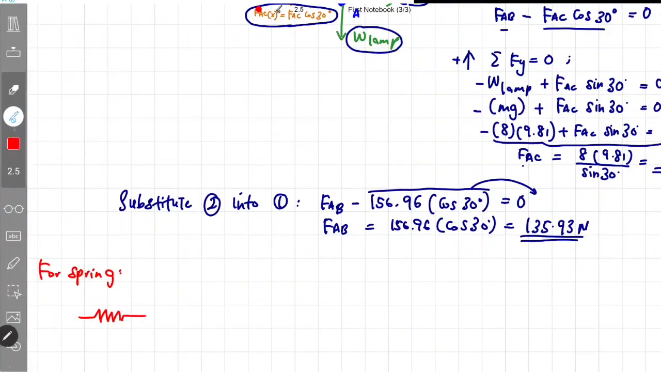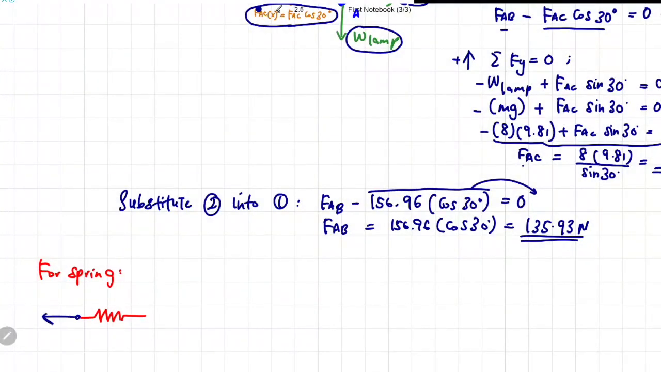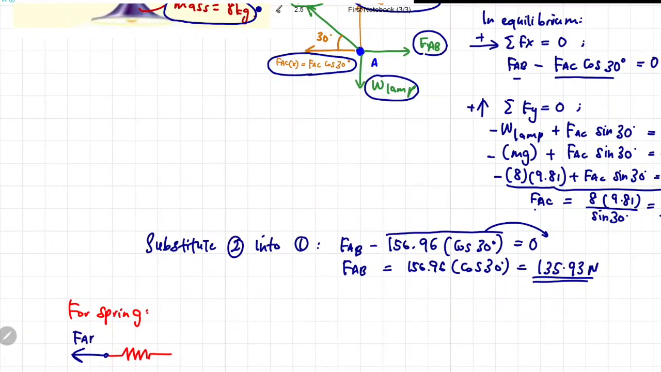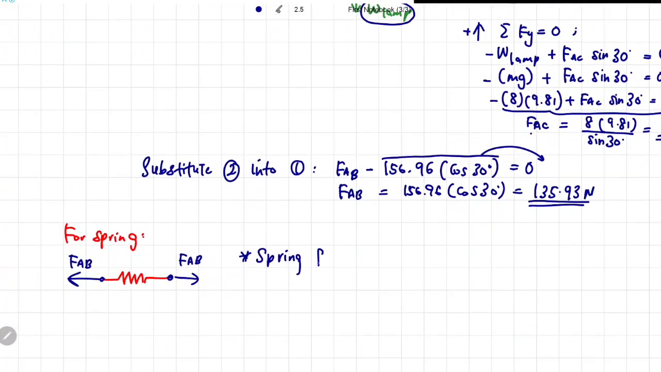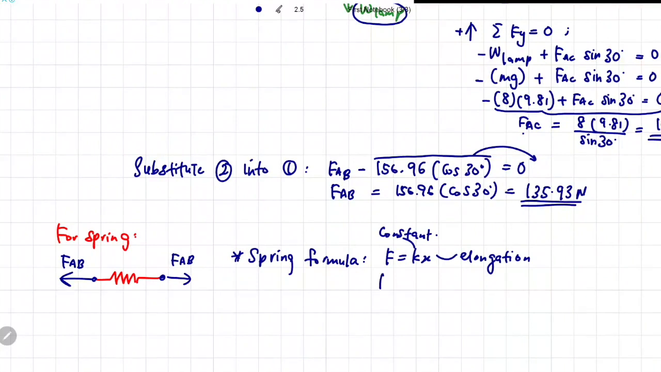This is how the spring system looks like, and this is the free body diagram. There are tension forces acting on the left and the right side of the spring, and the force is FAB. If you recall the basic spring formula from physics class in the old days, the force at the spring is equivalent to Kx, whereby x is the elongation of the spring when it is being subjected to external load, and K is the constant of the spring. So we rename this equation: the force at the spring is FAB, and the constant of the spring we call KAB, and there's an elongation value over here.